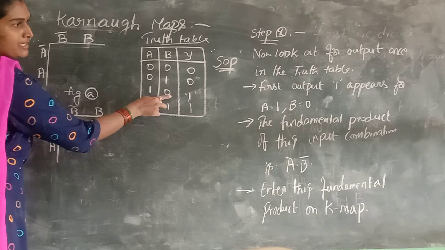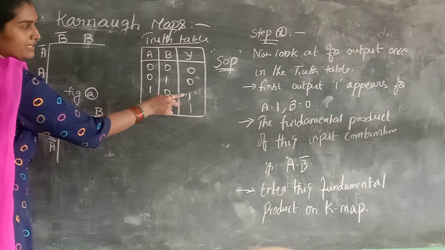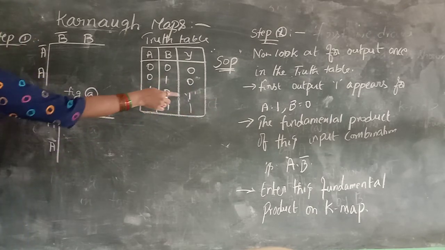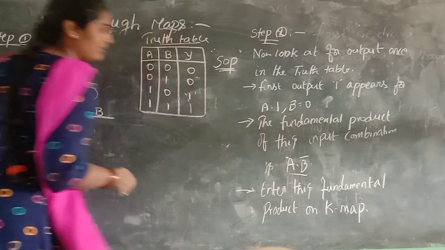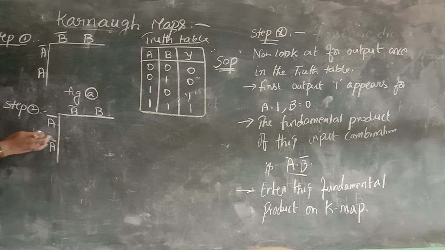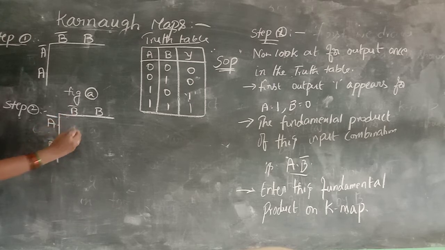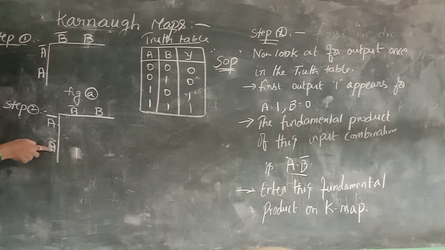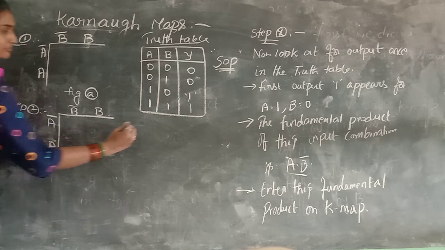The first output appears for A is equal to 1, B is equal to 0. Then you write the fundamental product for this. What fundamental product do you get? A dot B bar. Here A is there, A dot B bar. At this point you put 1. Put 1 here for A dot B bar. This is step 2.